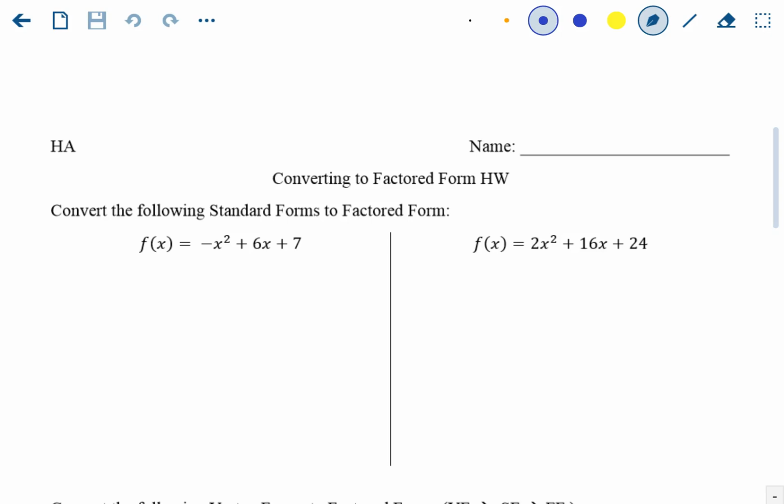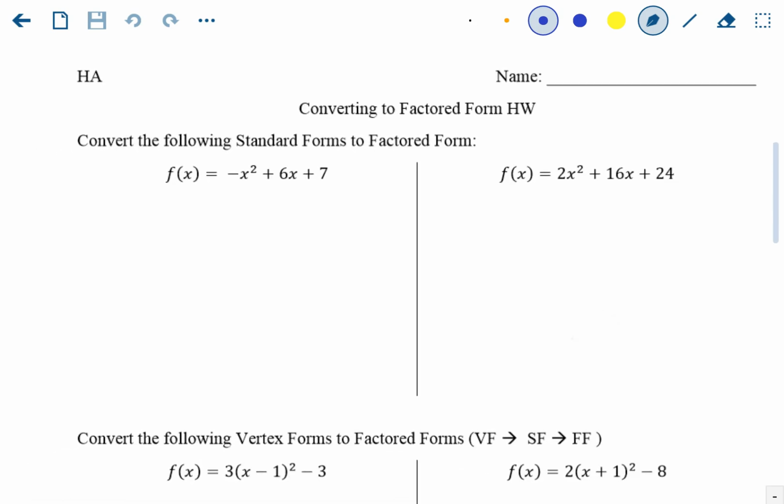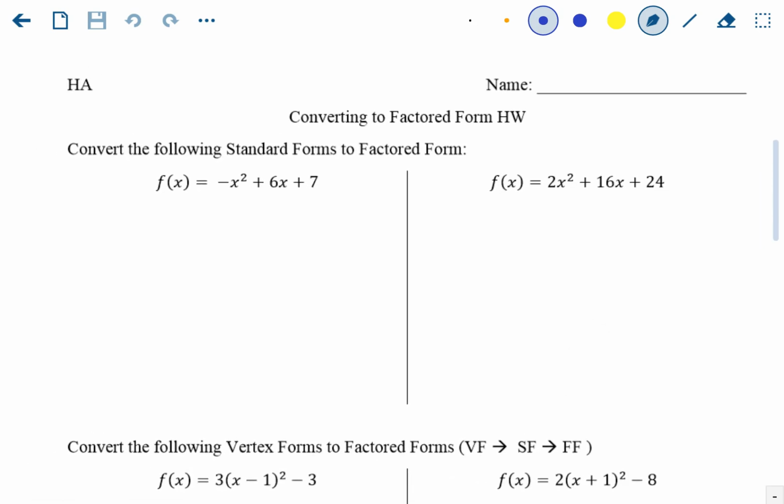All right, so here's the answer key for the video answer key for converting to factored form homework. This is the last homework in our converting unit, and this is going to factored form. So these first two are going from standard to factored form. Standard to factored form, I mean, you have to factor.